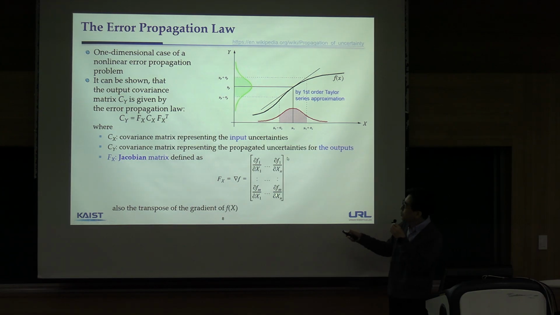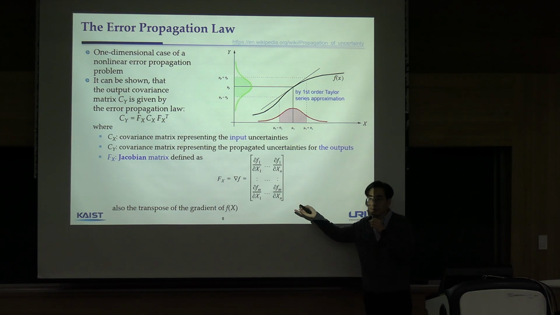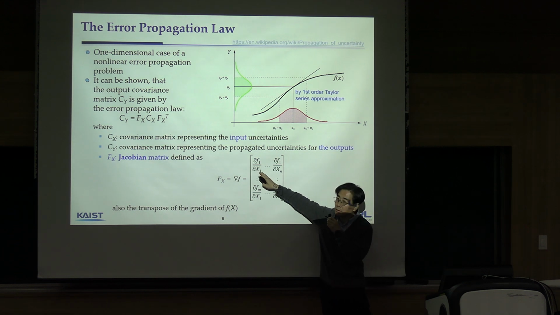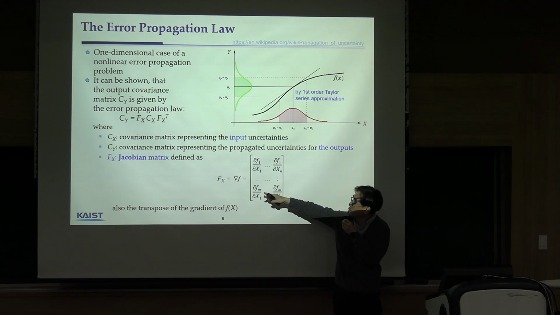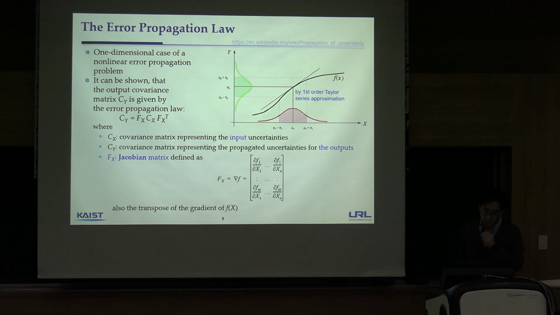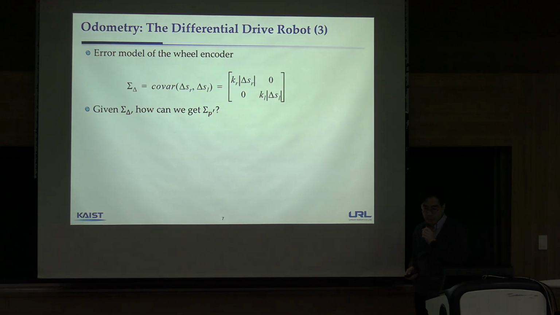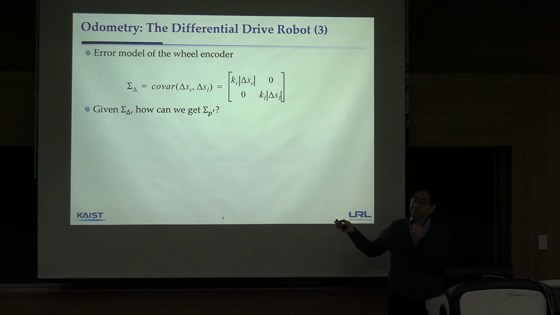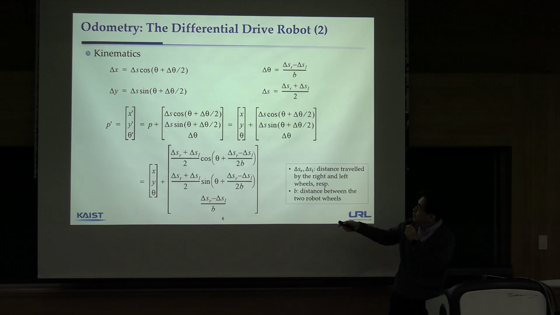So we first calculate the Jacobian. Jacobian is simply the gradient, the gradient with respect to each variable, x1 to xn. Then you can obtain the Jacobian like this. This is a matrix. You can simply put the matrix in front and rear side, and then the error will be propagated based on this law. So we will utilize this to obtain sigma p prime, because sigma p will be propagated to obtain sigma p prime, and also this term will contribute to the error propagation.